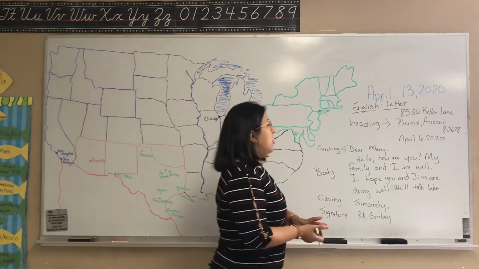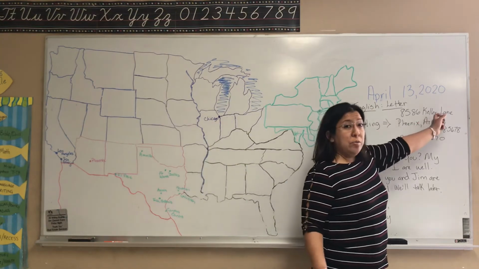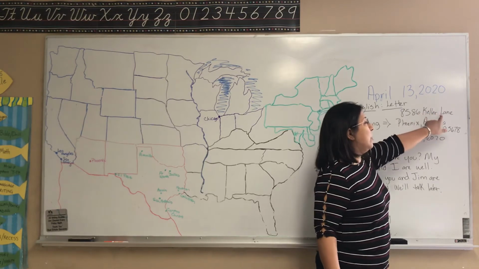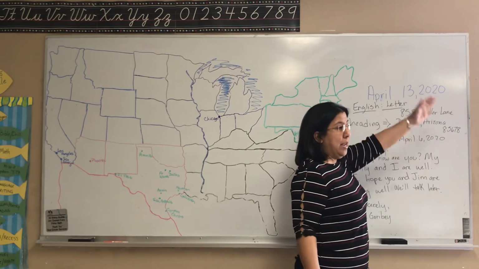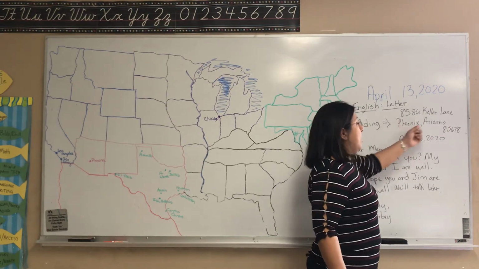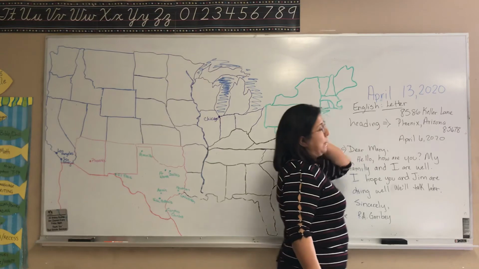Also, make sure that you remember to capitalize where you need to. The street address has to be capitalized. Keller Lane. If it's an avenue, same thing. It has to be capitalized. If it's road, it has to be capitalized. Make sure you put city and state. It has to be capitalized.